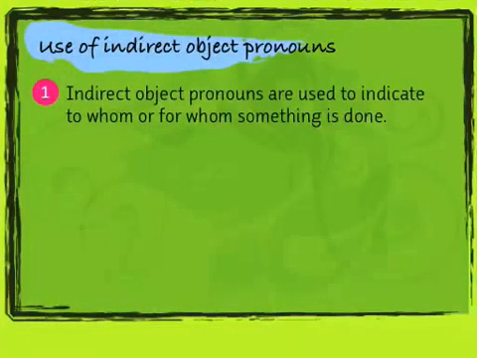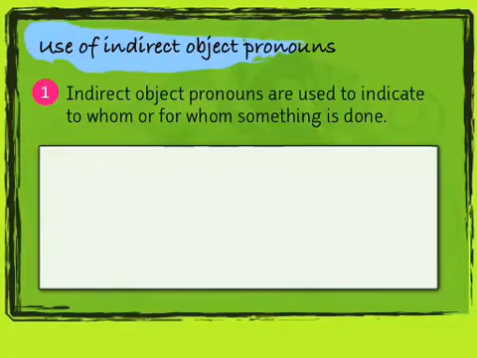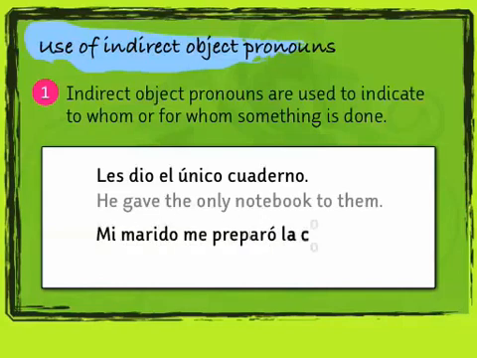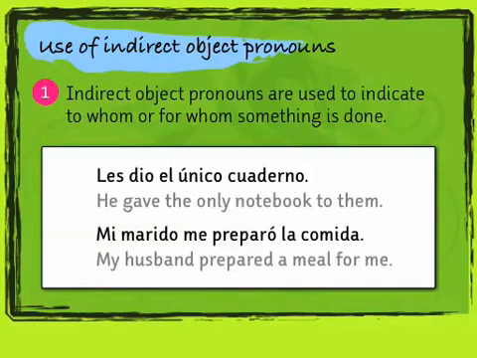Use of indirect object pronouns. Indirect object pronouns are used to indicate to whom or for whom something is done. Les dio el único cuaderno. He gave the only notebook to them. Mi marido me preparó la comida. My husband prepared a meal for me.